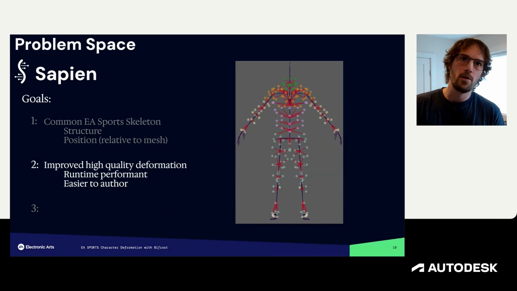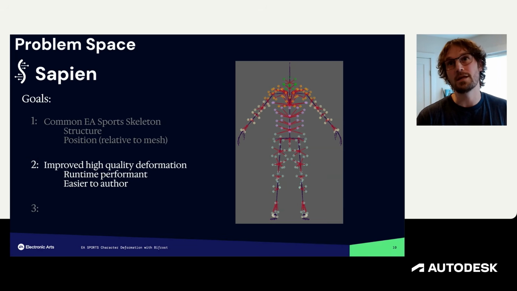We wanted improved high quality deformation, of course, like in the problem space, that was runtime performant and easier to author. Here's a quick little image of the amount of joint count we can have in our games. This is the amount in the Sapien skeleton. If you don't have good tools and workflow to author these, that would be a lot of work.